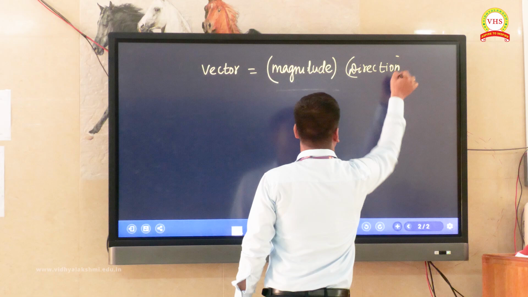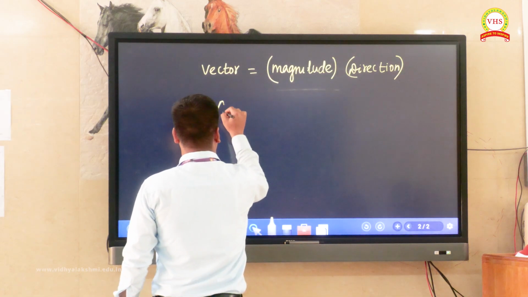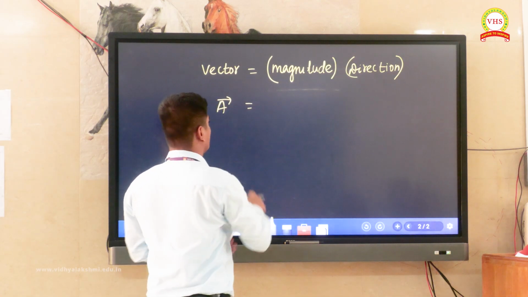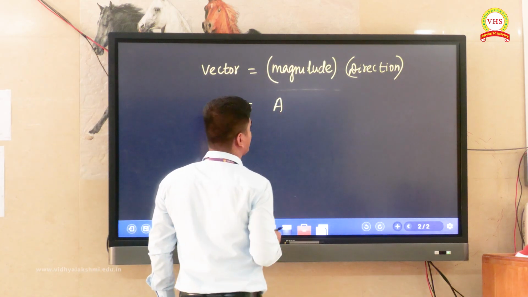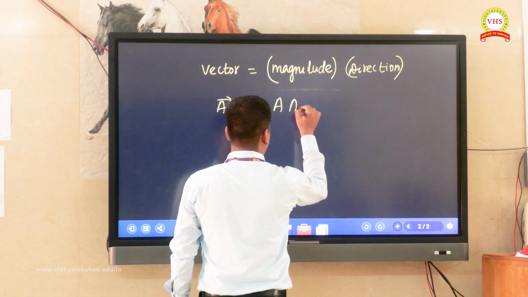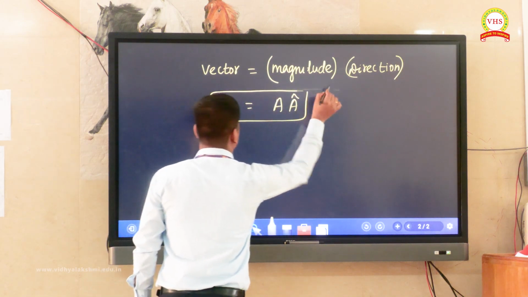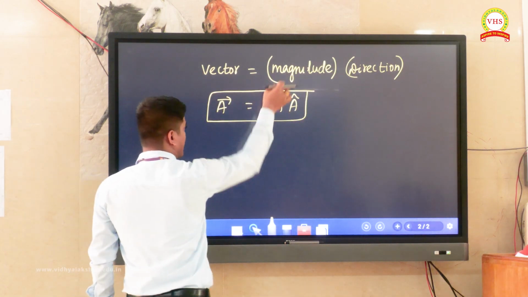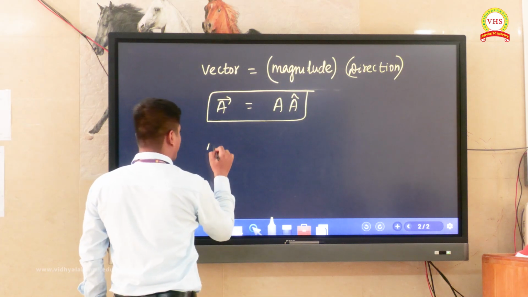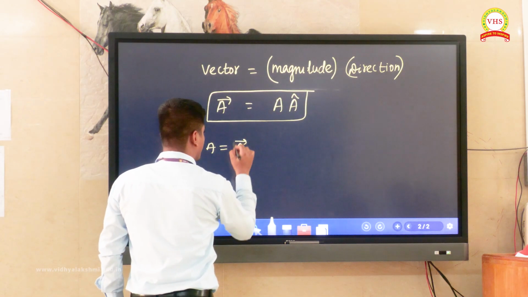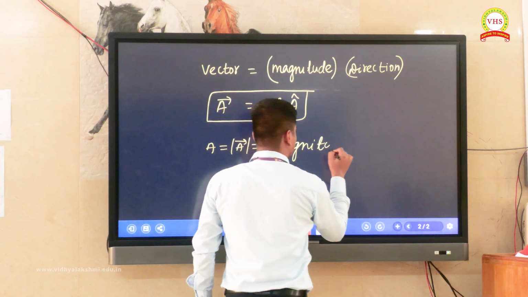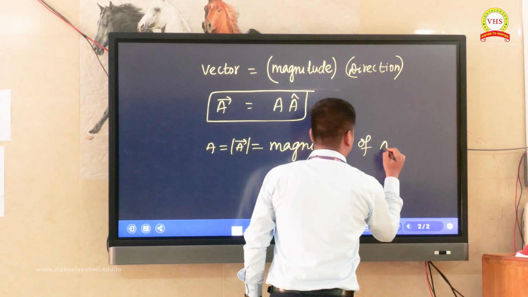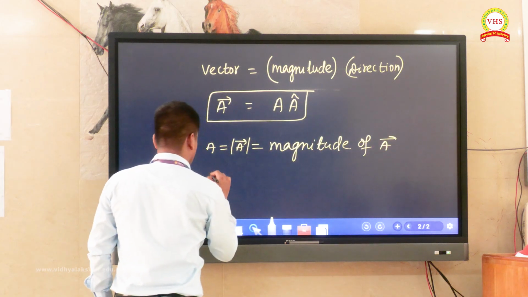Now if I am writing a vector, one vector symbol will be written like this, A vector. Then what is the magnitude? Magnitude is A. What is the direction? Direction will be A cap. Here this is the magnitude, A cap is the direction. Let me write what A is. A is nothing but the vector mod, or it is basically called the magnitude of A vector.